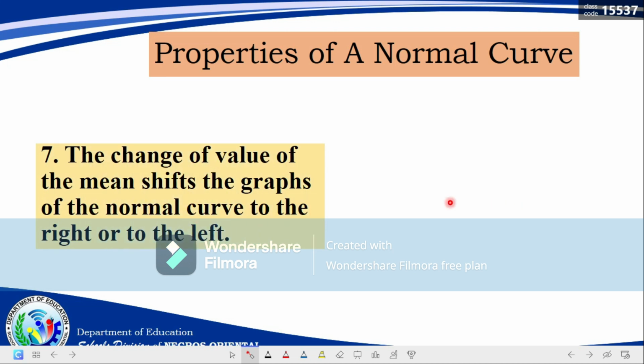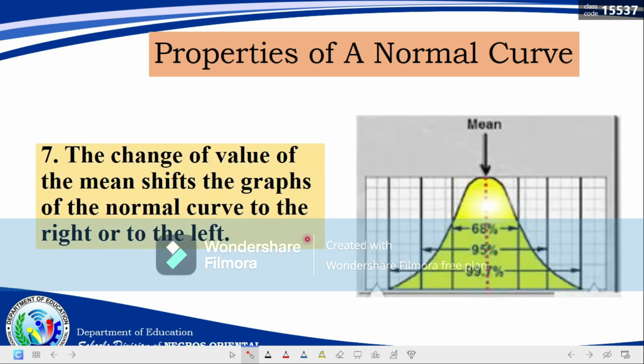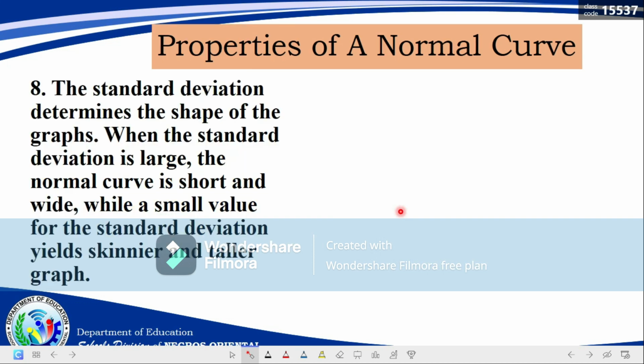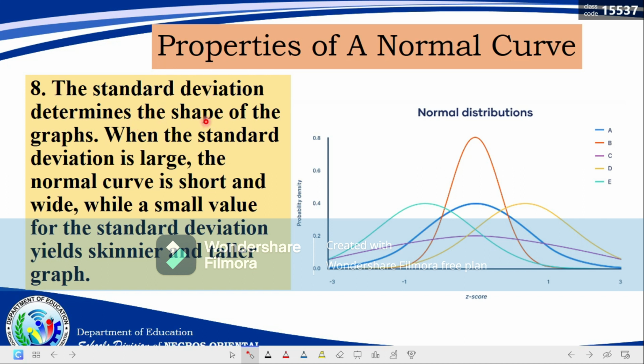Then number 7, the change of value of the mean shifts the graph of the normal curve to the right or to the left. This is our mean. Whenever it changes, it might move the graph to the left or to the right, depending. Then the next, the standard deviation determines the shape of the graph. When the standard deviation is large, the normal curve is short and wide, while a small value for the standard deviation yields a skinnier and taller graph.